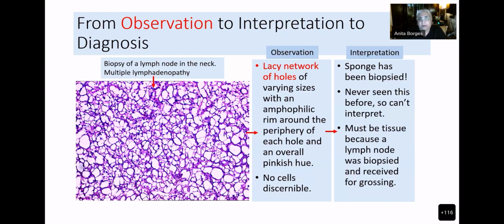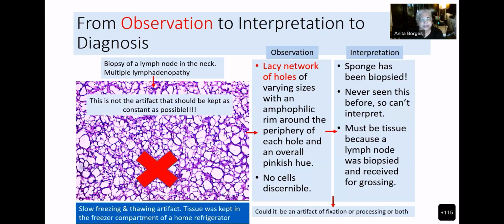Okay, the interpretation could be sponge has been biopsied, or you would say never seen this before, so I can't interpret. But you know that this must be tissue because somebody said that a lymph node was biopsied and it was received for grossing. So it must be something in which a very, very gross artifact has been introduced. And Praveen showed this to you, and now we are all very aware that this is a freezing artifact. In other words, somebody has frozen this tissue slowly and thawed it slowly, because we do routine frozen sections and we never see this artifact. We don't see this because we freeze rapidly and we thaw quickly, and therefore you don't get this ice crystal formation. It looks like outlines of cells in which something had frozen and now has been leached out of the tissue. All right. So that's the artifact.